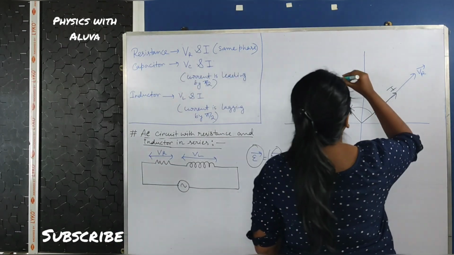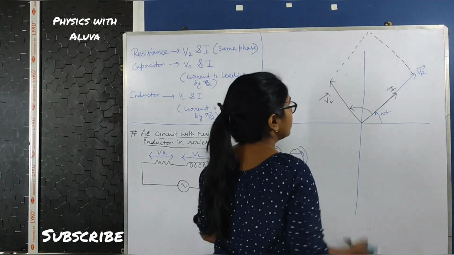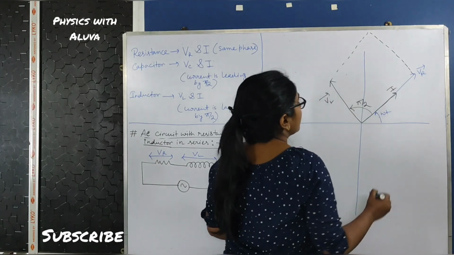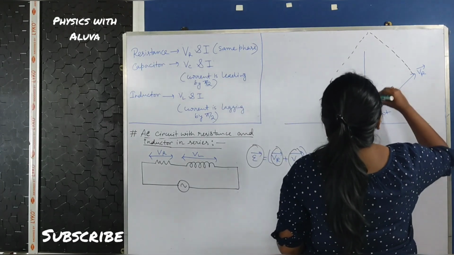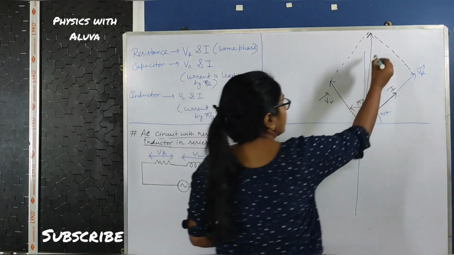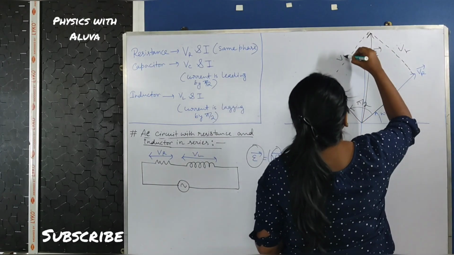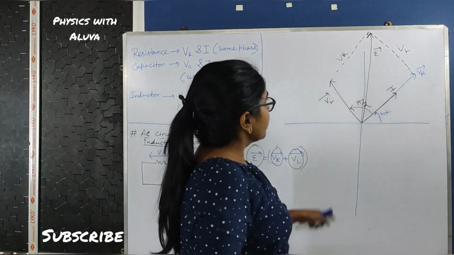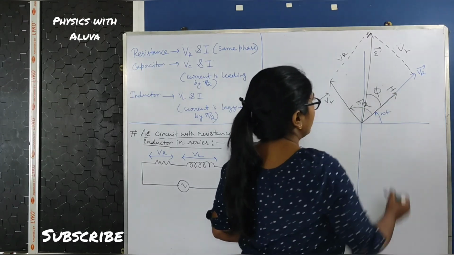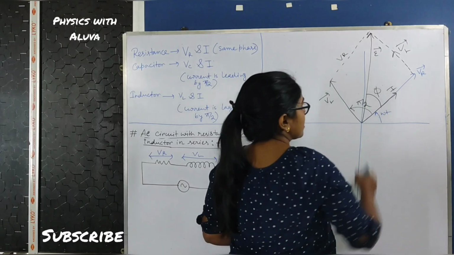So we will apply parallelogram law here. This will be the parallelogram. This is VL, this is VR. And this angle was pi by 2, right? So here the resultant vector will be like this. This will be our resultant vector. This is VL, so this side will also be VL and this side will also be VR. Now the angle between the resultant vector and I is phi. So this is VR, this is VL, this is the resultant, and this is the angle phi.